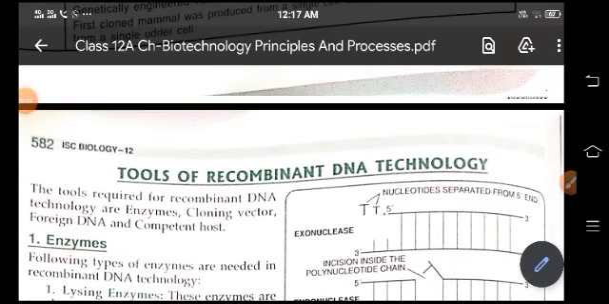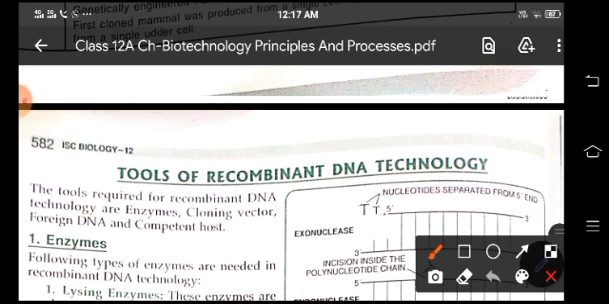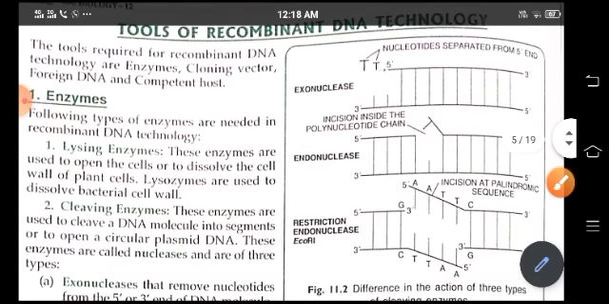Today, again, we'll continue chapter Biotechnology, Principles and Processes. So, today we'll learn about the tools of recombinant DNA technology. The tools which are required for recombinant DNA technology are the enzymes, cloning vector, foreign DNA, and competent host. So, let's come to enzymes.